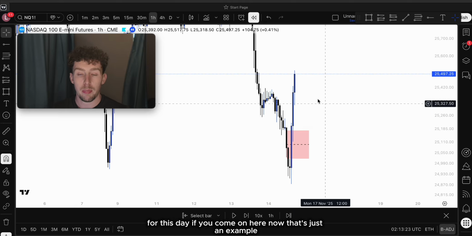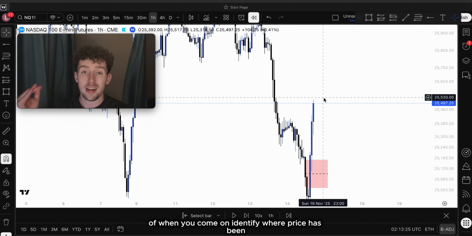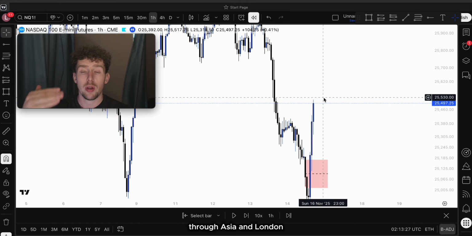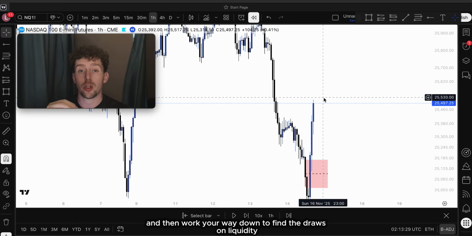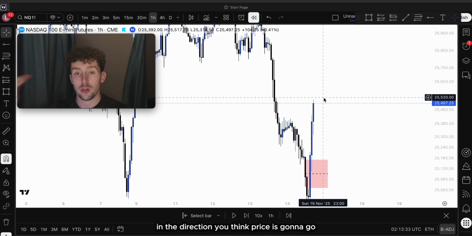Now, that's just an example of when you come on, identify where price has been through Asia and London, and then work your way down to find the draws on liquidity in the direction you think price is going to go.